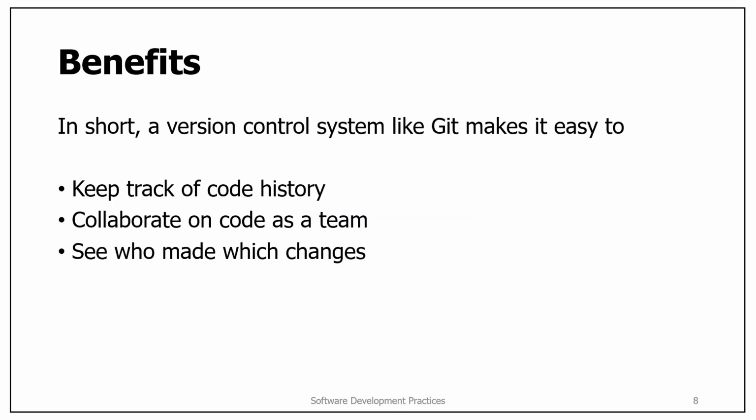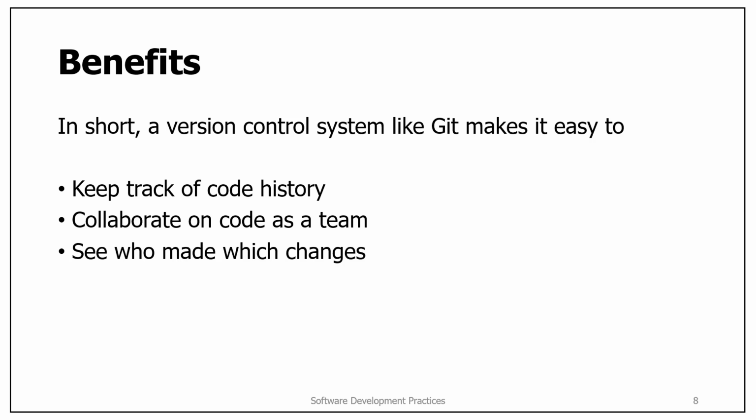And now we can see the benefits. Okay, so what are the benefits of using this Git? To keep track of the code history and to collaborate with different members in a team. And also here we can see the changes. What are the frequent changes made to that particular code and who has made those changes.